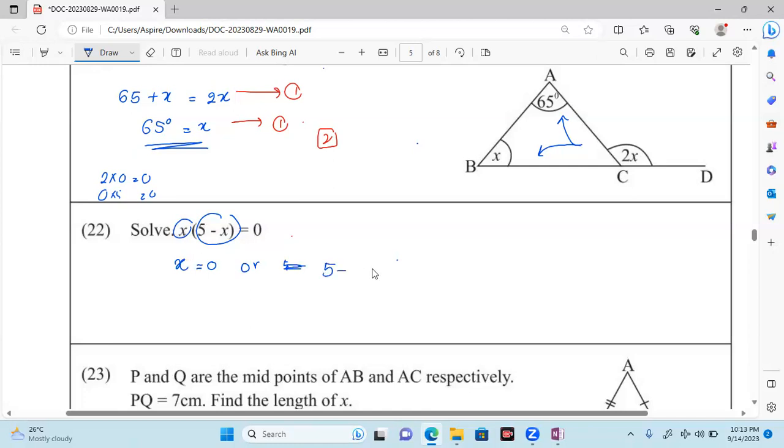5 minus x equals 0. Then x equals 0, or you can simplify this equation and take x to the other side, then 5 equals x. That means if x equals 0, then this product becomes 0. We can check, is it correct?